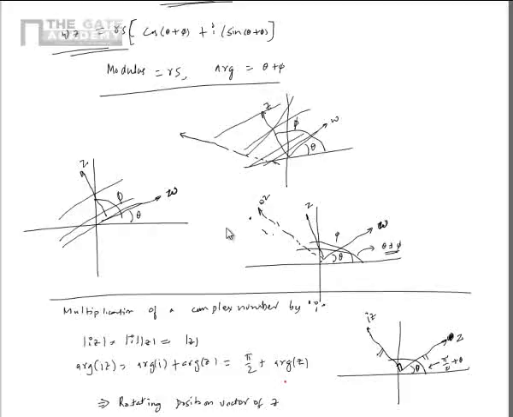So basically multiplying the complex number by i rotates the position vector z in the counterclockwise direction by 90 degrees about the origin. Okay, that's what the multiplication of a complex number by i does.